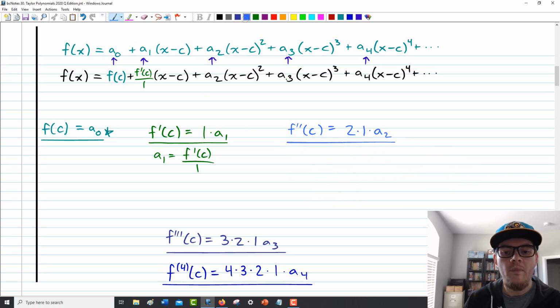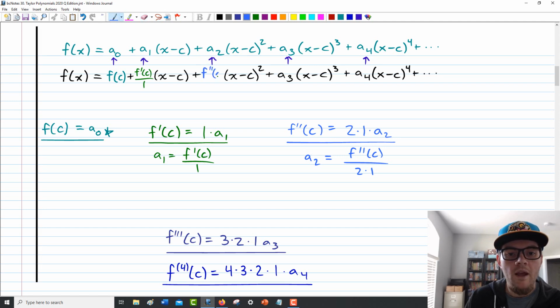So let's go to the next one. F double prime of c equals 2 times 1 times a sub 2. That means that if we divide both sides by 2 times 1, we'll get a sub 2 is equal to f double prime of c divided by 2 times 1. Which means once again we can go fill in a factor, excuse me. f double prime of c over 2 times 1.